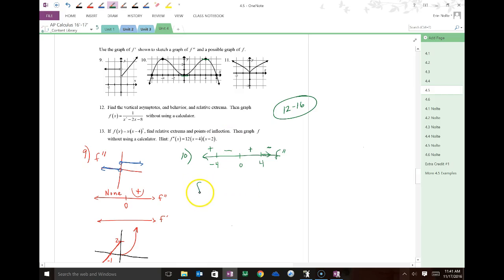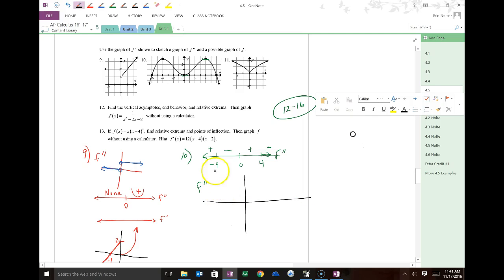So to draw our f of x equation, I know this is going to look like a John Travolta. We're going to cross at negative 4, 1, 2, 3, 4. We're going to cross at 0. We're going to cross at positive 4. Oh, cannot draw symmetrically.